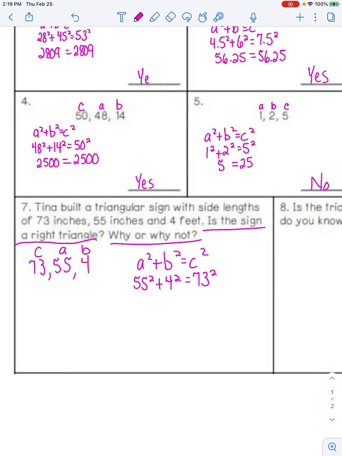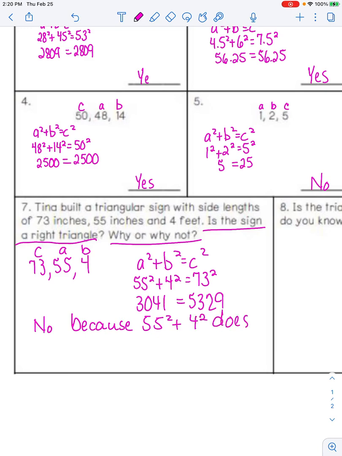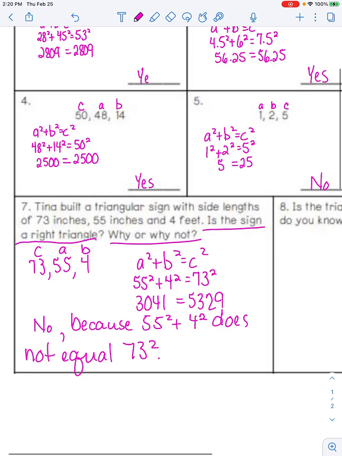I'm going to type that in my calculator. 55 squared plus 4 squared is 3,041. And then let's do 73 squared. And you get 5,329. Now let's use that to answer the question. Is the sign a right triangle? No, because 55 squared plus 4 squared does not equal 73 squared. That's why. It doesn't make the Pythagorean theorem true.